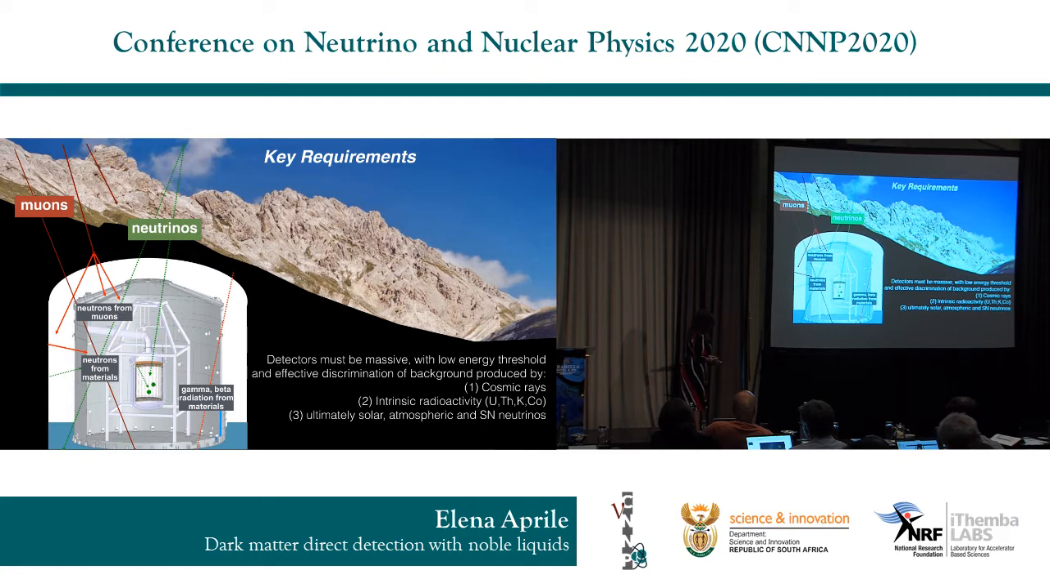But essentially, the holy grail of this search is really to have redundant discrimination of the background over the signal, because the background, and especially background due to neutrons, is of course the ultimate enemy that we have to fight, and this background has many origins, from cosmic rays to intrinsic radioactivity of all the materials. And of course, ultimately, we call it background, but we are looking forward to seeing neutrinos in this detector: solar neutrinos, atmospheric neutrinos, supernova neutrinos.